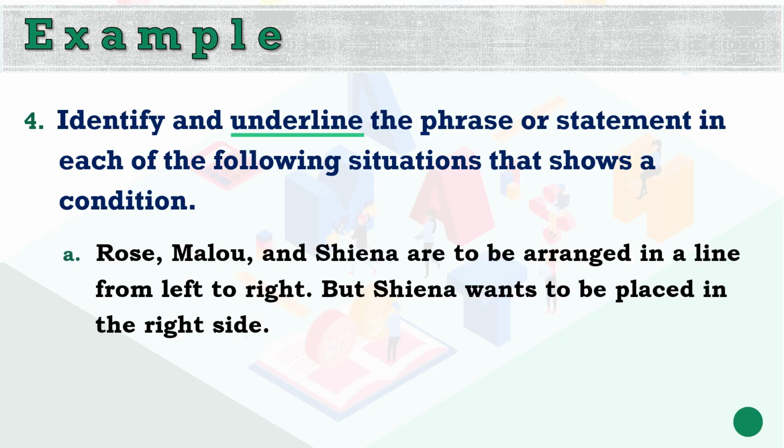For letter A, the answer is Sheena wants to be placed in the right side. It is because you are placing Sheena in a certain position.